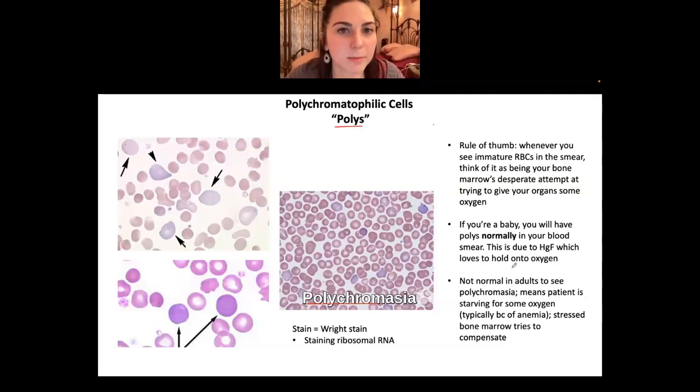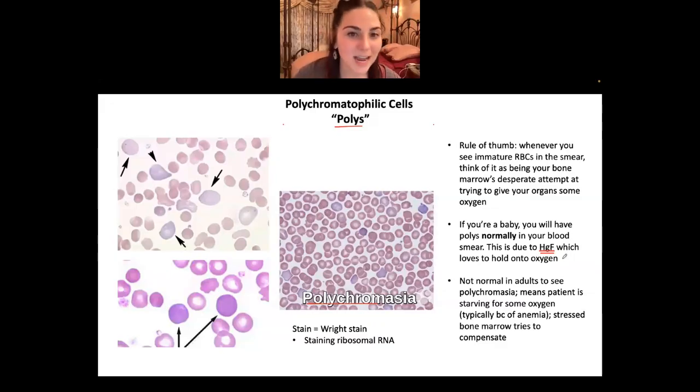However, a little peds plug: if you're a baby, what type of hemoglobin do you have? Hemoglobin F. Hemoglobin F loves oxygen. It's like, you are not taking my oxygen. It holds onto oxygen so tightly because of that hemoglobin F. So you should actually see polychromatophilic cells on a baby's blood smear.